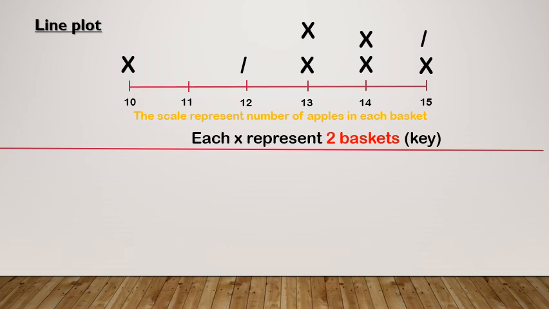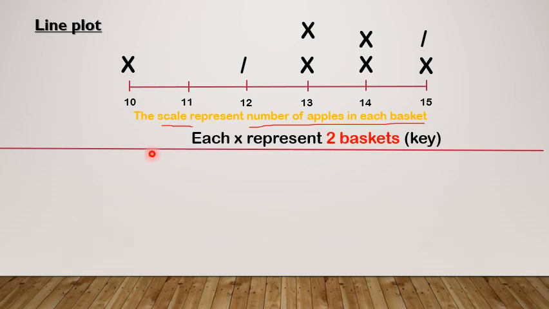Okay? So the scale represents the number of apples, or it may be the age of students, or the weight of a student, or the size of a shoe, anything that you have measured repeatedly, a number of something. The line plot uses the scale for numbers. So here I have my line plot, and I want to answer some questions about it. I know that each X represents 2 baskets.